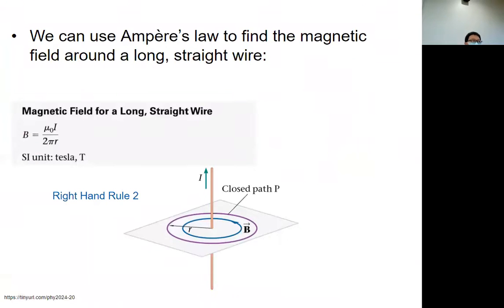Then the direction of the magnetic field. The magnitude is determined by mu naught times I divided by 2 pi r, where r is the distance away from the wire. The direction of the magnetic field is determined by right hand rule 2, where your thumb is aligned with the direction of your current, and the four fingers curl in the direction of the magnetic field. So in this case, you can see the magnetic field produced by a wire is a circle around that wire at the center.